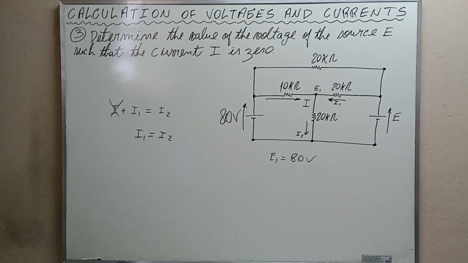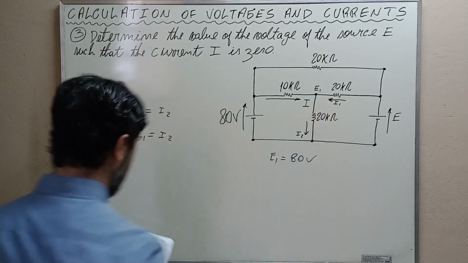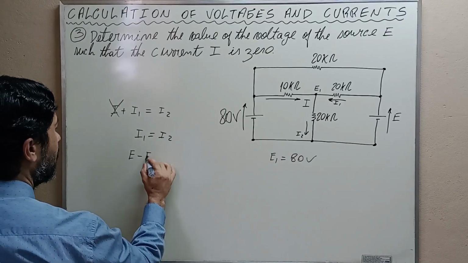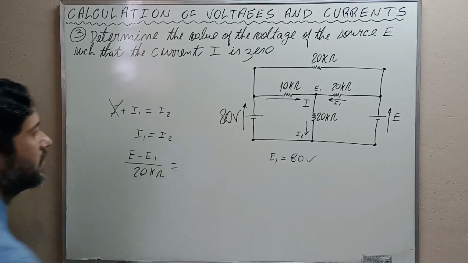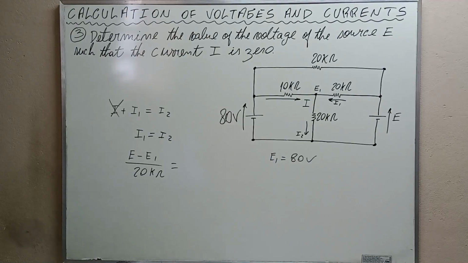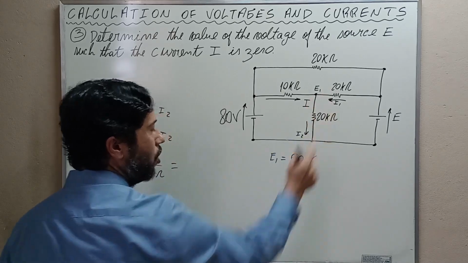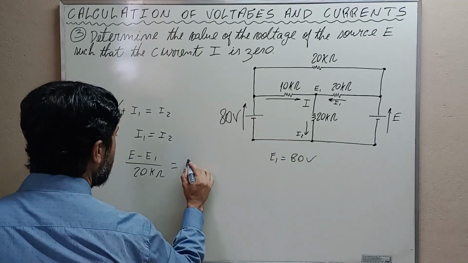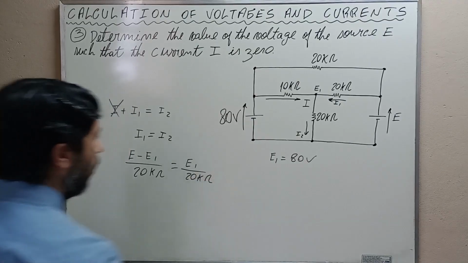How can we write I1? I1 is E minus E1 divided by 20 kilo ohms. And how can we write I2? I2 is simply the division between the voltage at the node and the resistance, E1 divided by 20 kilo ohms.